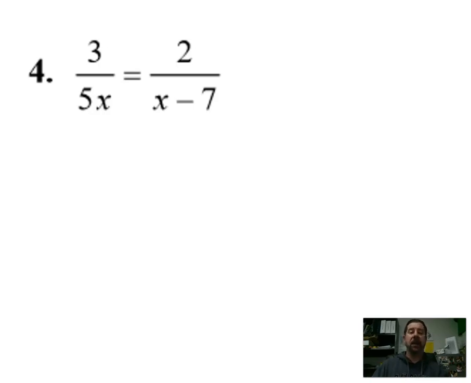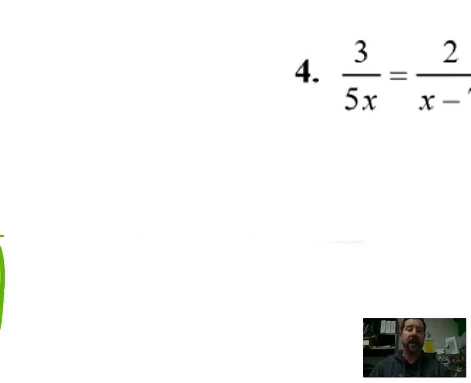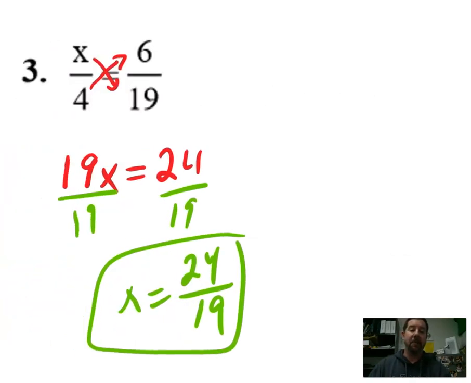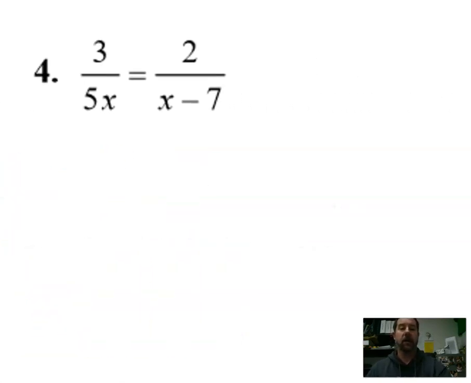But as long as when I plug it back in, it doesn't make the bottom 0, we're okay. That's why back in the case of number 3, I'm not plugging my answer into the bottom, so we're fine. That answer is going to work. There's no issues. But I got to make sure that the bottom of these things never equals 0. All right, on to number 4.